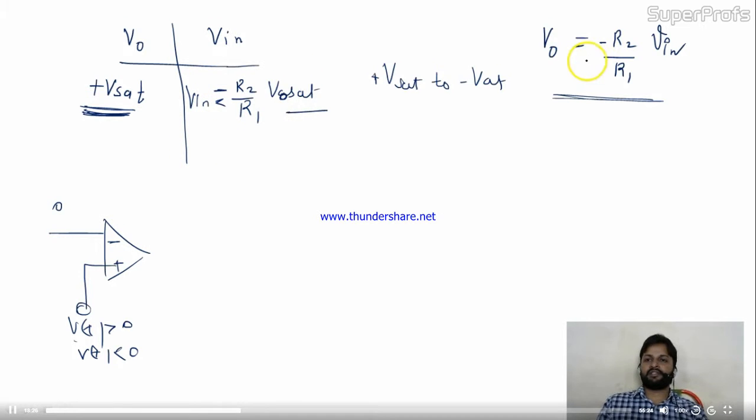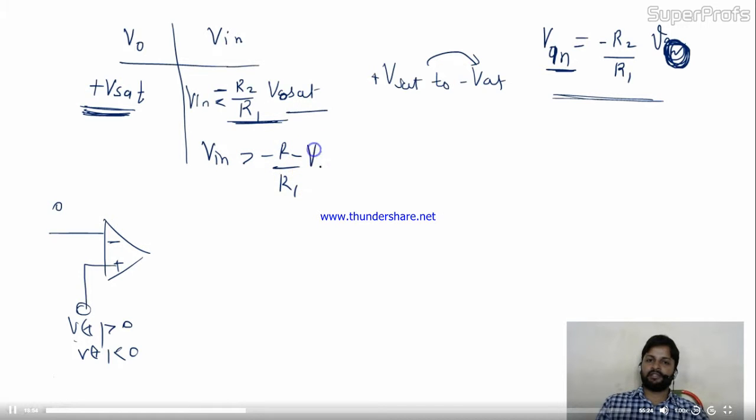By this relation, your V in should be... I think I wrote it wrong over here, this is V in and V naught. So if this V in is lesser than this, then it will come to minus V saturation. And if V in is greater than this part, minus R2 by R1 into V naught, then definitely it will switch from minus V sat to plus V sat.